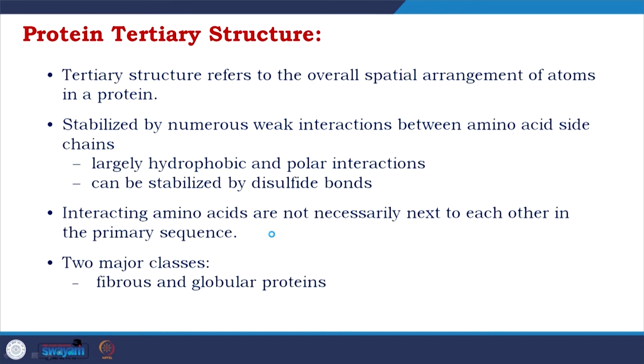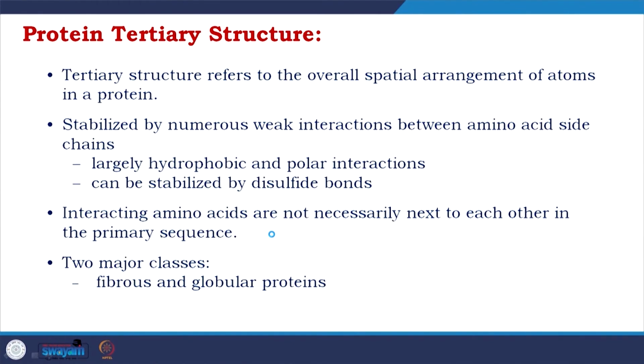Coming to the next level, protein tertiary structure. The tertiary structure refers to the overall spatial arrangement of atoms in a protein, stabilized by numerous weak interactions between amino acid side chains. These are largely hydrophobic and polar interactions, and can be stabilized by disulfide bonds. As I told initially, the covalent bonds have done their work. Now, from secondary structure to tertiary structure to quaternary structure, it is the dominance of non-covalent bonds, which we will specially study after this section.